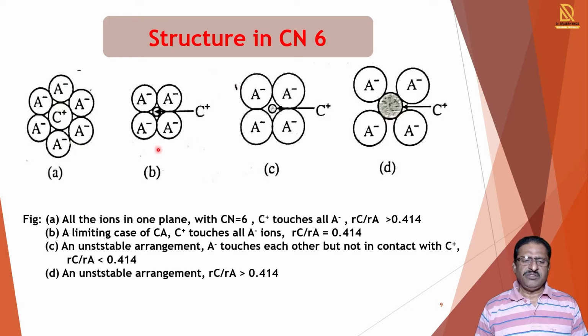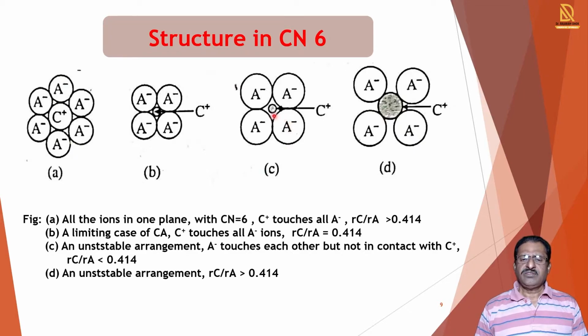So this B is the limiting case. In that, C plus touches all the A minus ions. And here the cation and anion attractive force and repulsive force are the same. So in this case, the radius ratio of cation to anion is equal to 0.414. Now we see this C case.